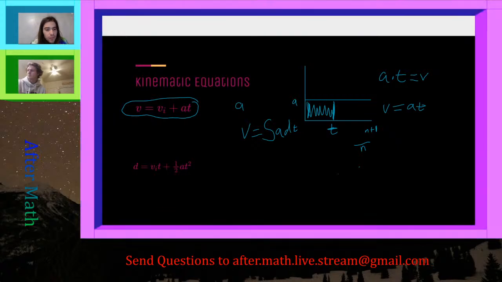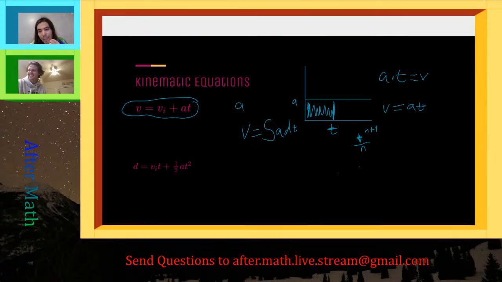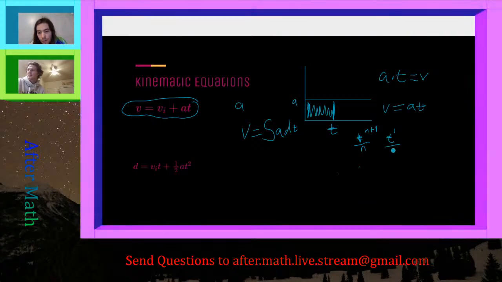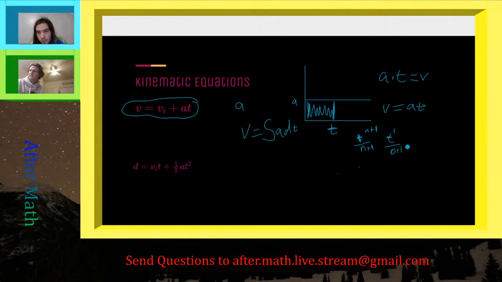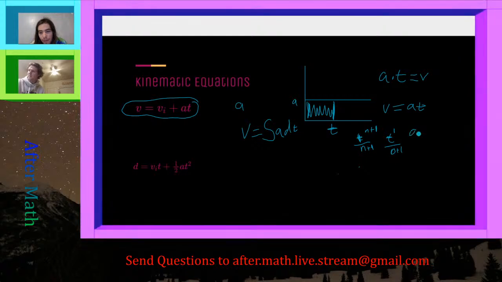I guess this is t, but our n is 0. So you get t to the 1 over, no, this has got to be n plus 1 down here too, because you have 0 plus 1. And so we get a t plus c equals v.